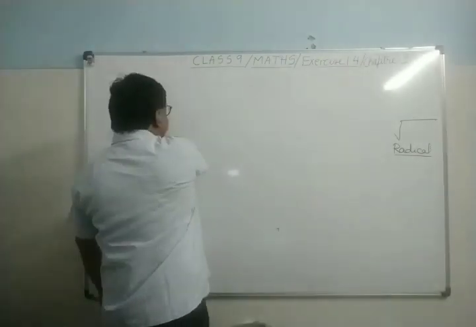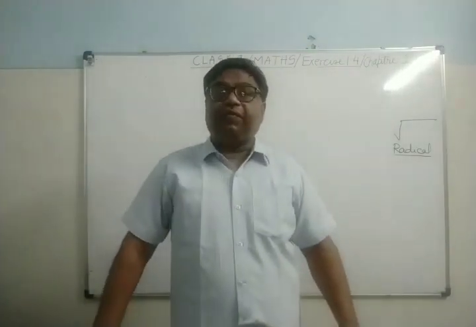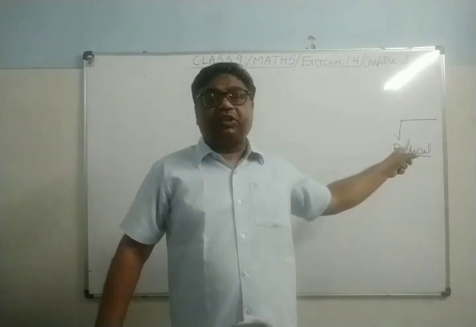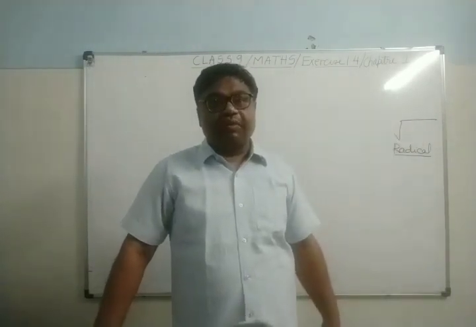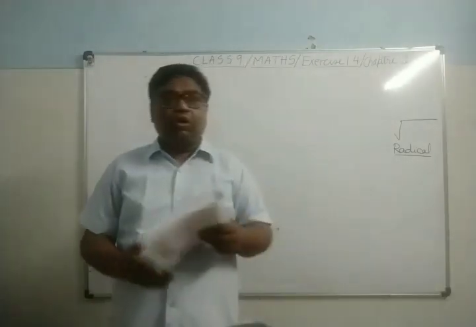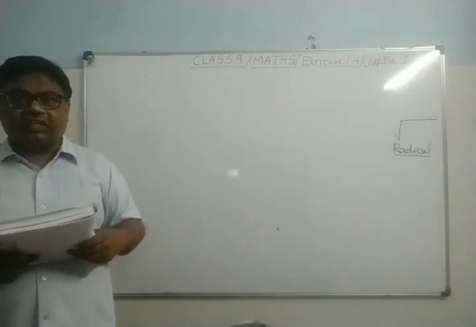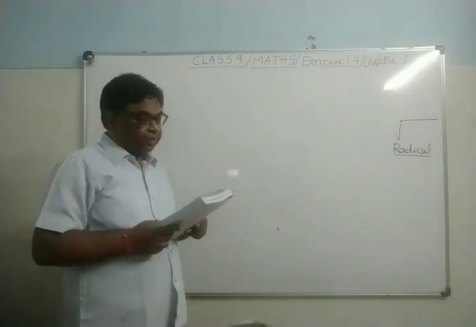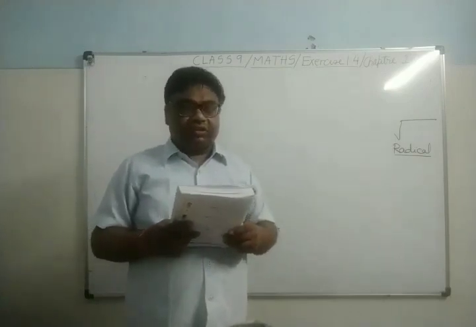After simplification, if the radical sign is present, then that number will be irrational. Is it clear? So what will you do? First you will simplify, and after simplification check whether the radical sign is present or not, and then you can decide whether the number is rational or irrational.